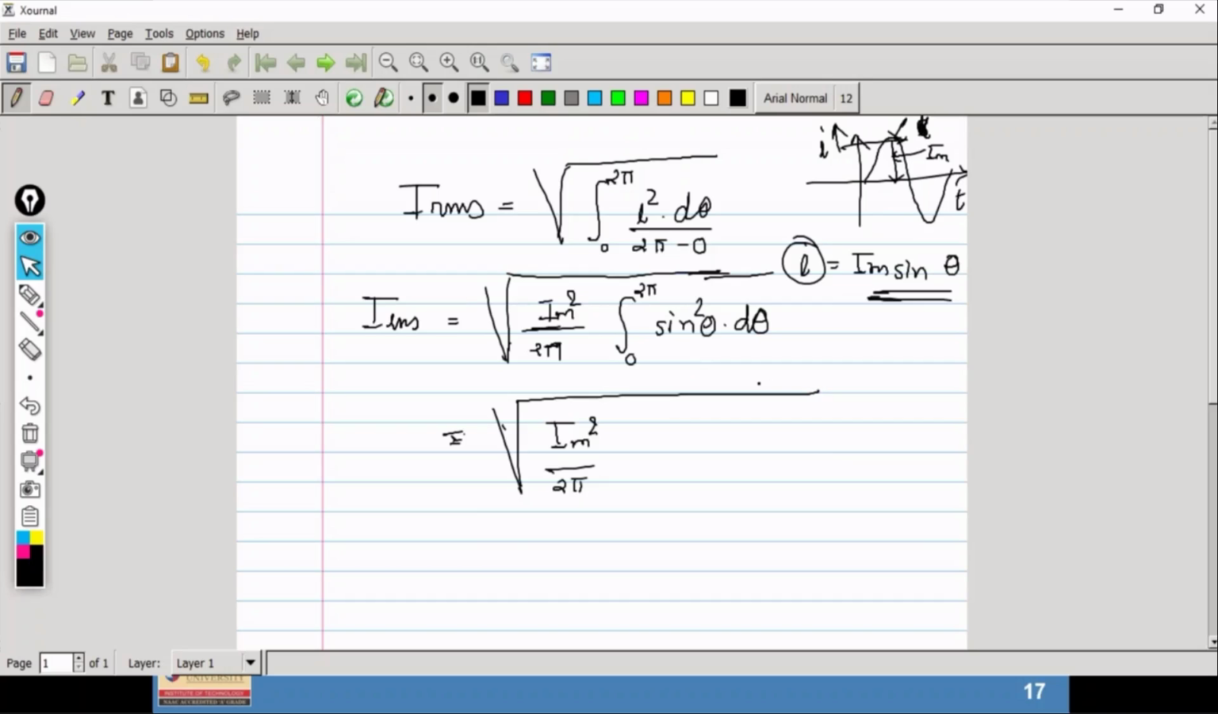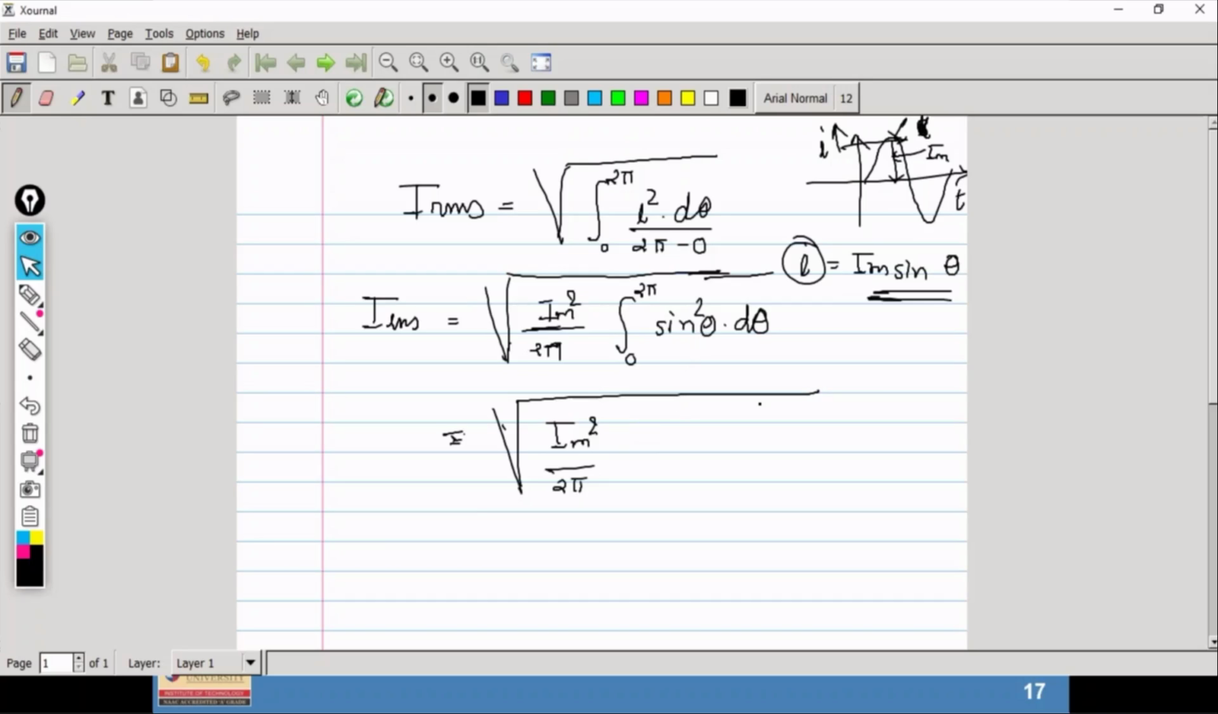Integration of sin square theta. Who will tell? How will we do it? So could it be possible? Sir, we can convert it into cos 2 theta, right? Correct. So we need to convert it into cos theta.